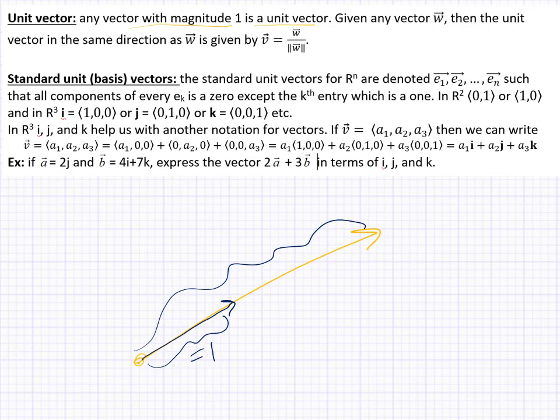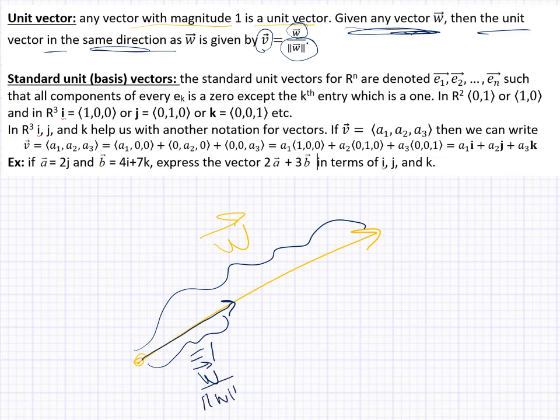The way we do that is to look at a given vector W. If we look at this vector W, we can look at its unit vector, pointing in the same direction, just scaled down, let's call that V, by taking W and dividing W by its magnitude. So if this yellow vector here was W, then this blue vector down here would be the vector W divided by the magnitude of W, and that would scale it to become a unit vector.